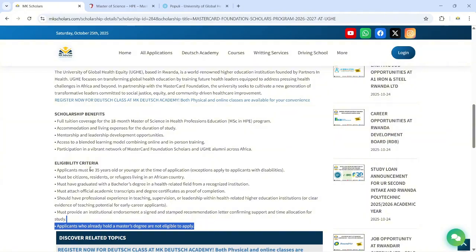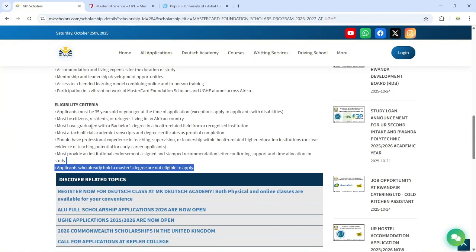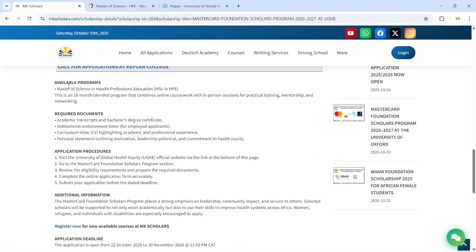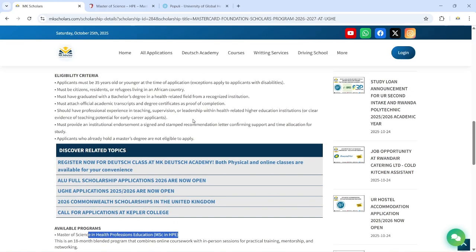And of course, since the program is a Master of Science in Health Professional Education, the educational background for all of you has to have a relationship with health sciences.